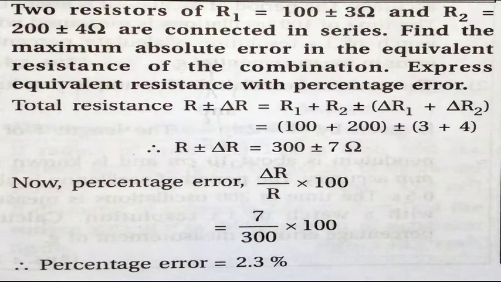Express equivalent resistance with percentage error. So, dear friends, here two resistor values are given. The total resistance in series is given by R is equal to R1 plus R2, and the total resistance is written as R plus minus delta R, is equal to R1 plus R2 plus minus delta R1 plus delta R2, is equal to 100 plus 200 plus minus 3 plus 4, equal to 300 plus minus 7 ohm.